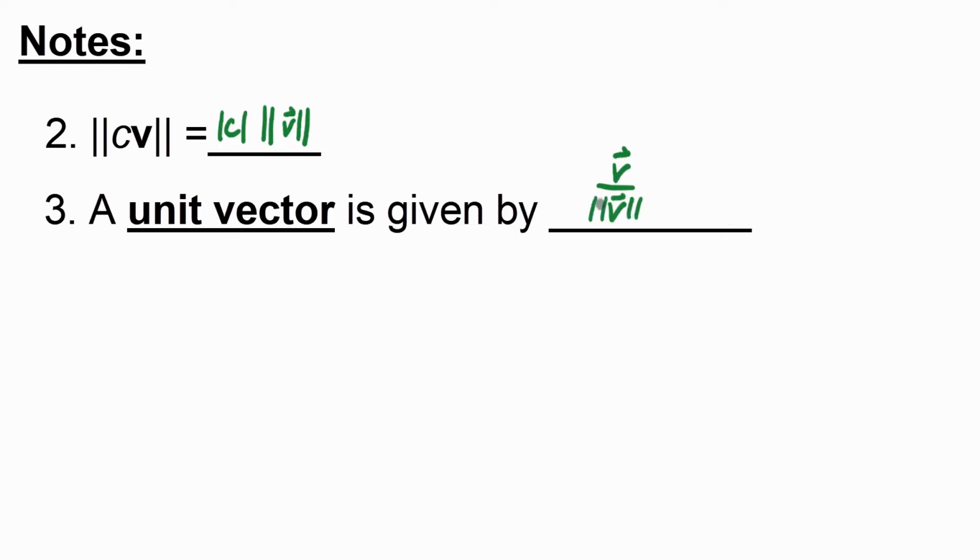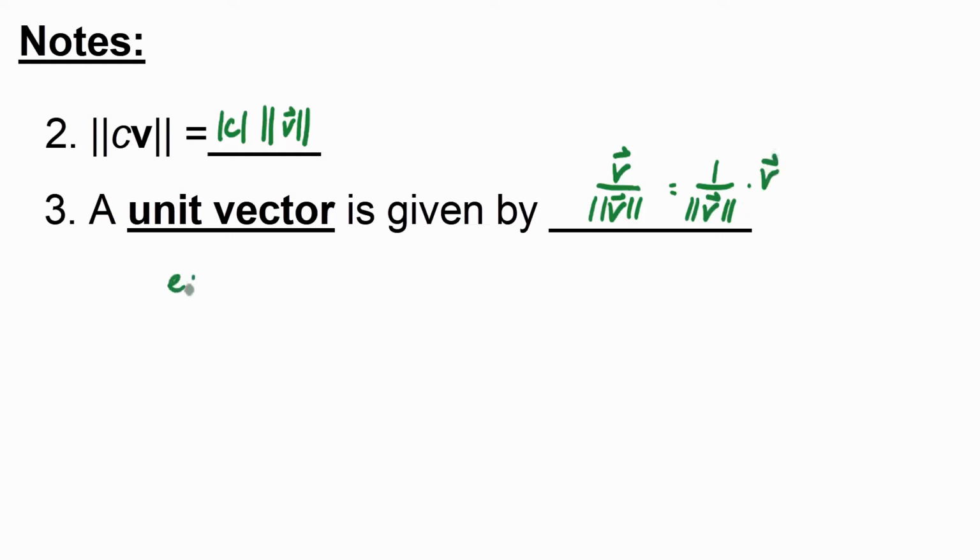Okay, but we haven't defined division of vectors. Well, what does it mean when the magnitude of v is a number? When you divide by a number, it's the same as multiplying by that number's reciprocal. So that really means 1 over the magnitude of v times v.